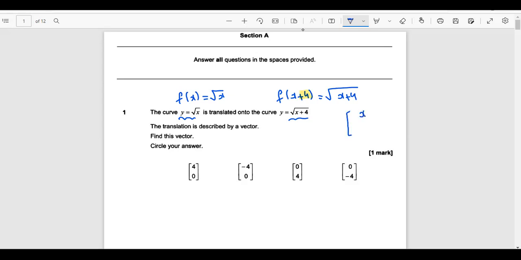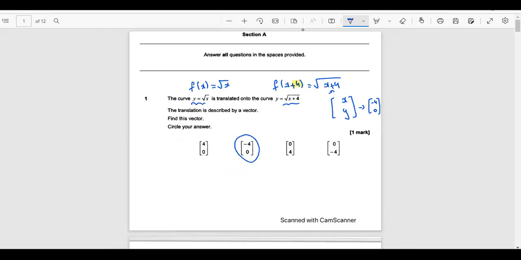We have the x component first and then the y component. So if you are adding 4, you'll write down minus 4. For x it's opposite. And we did not do anything with y, so it would be 0. So this would be minus 4 and 0. So the answer would be this one. Is that okay? Yes. All right, very good.